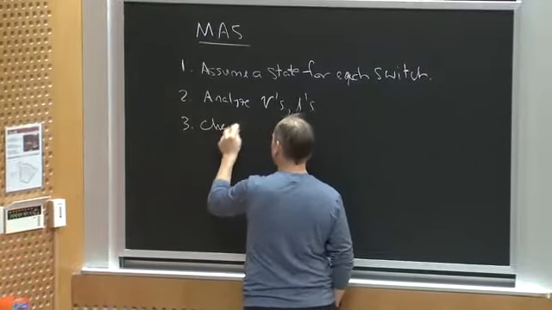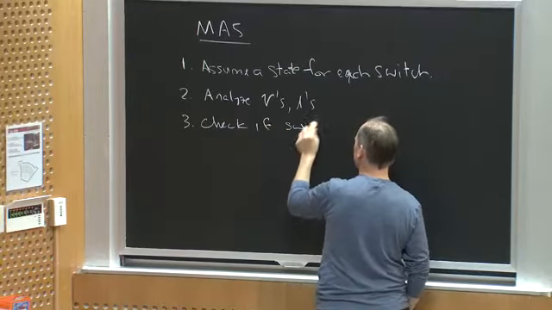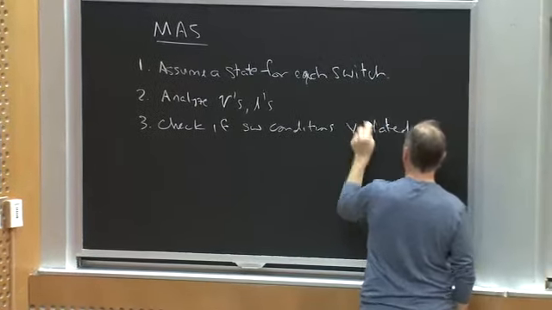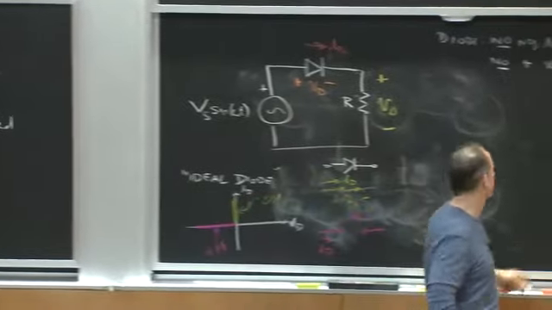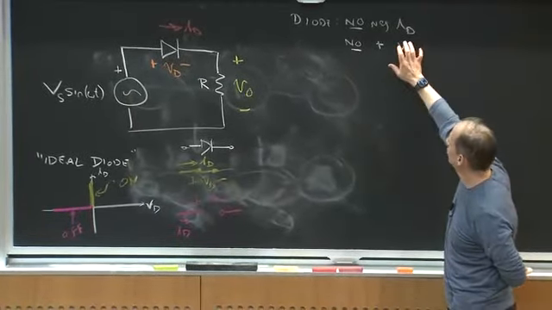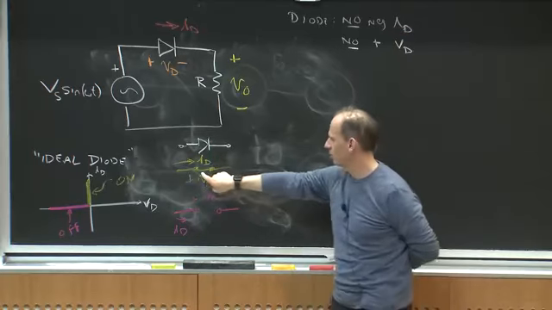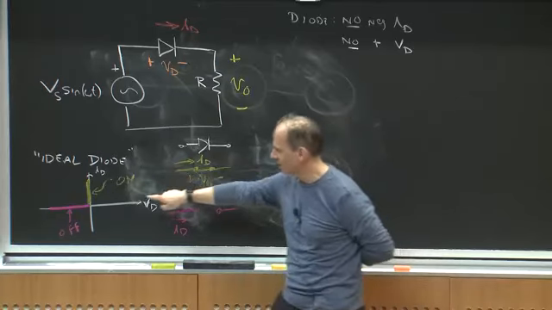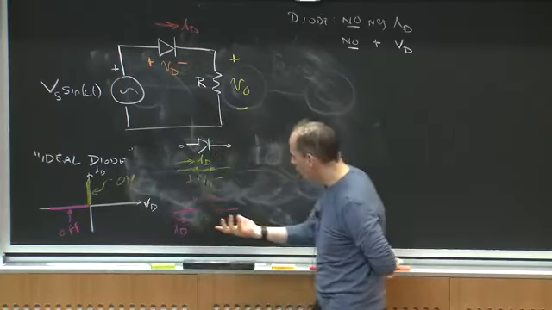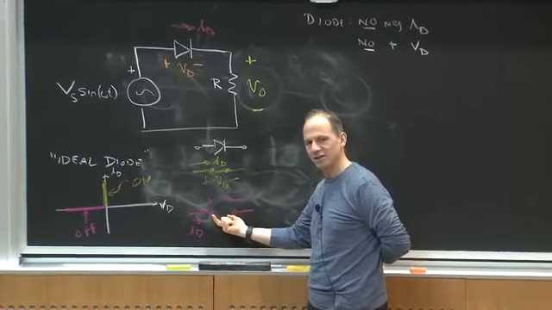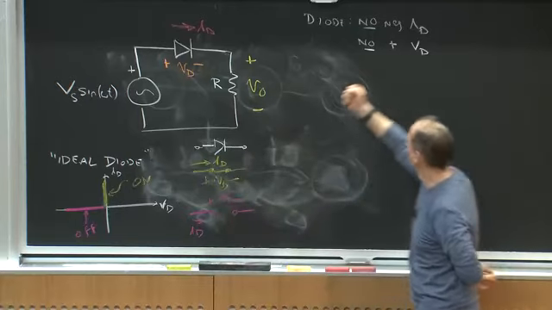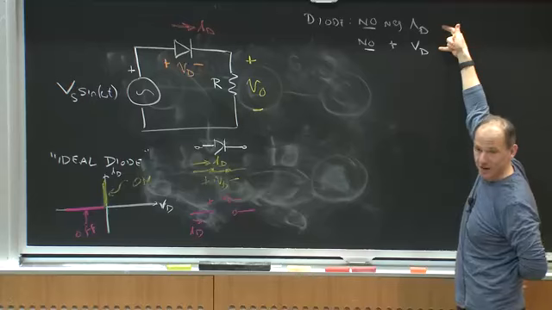Okay. The next thing I do, and this is the key thing, check if switch conditions are violated. Okay? So what I'm really going to do is I'm going to say, oh, I've assumed my switch is on, so I've replaced it with a short circuit. Did the diode current end up being negative? If it did, I know it can't do that because diodes can't do that. If I've assumed it's off, the question I have to ask myself is, did the diode voltage end up being positive? Right? So what I'm going to do is I'm going to assume it's a short or an open, and then check if the other condition is violated.